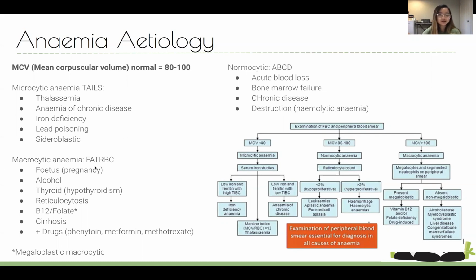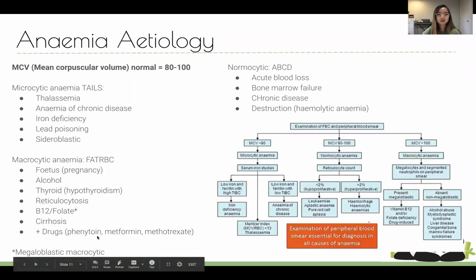Macrocytic anemia, you can use fat red blood cell. So fetus, so pregnancy, alcohol, thyroid, which is hypothyroidism, reticulocytosis, so that's when you have too many immature red blood cells, and that's because reticulocytes are naturally just bigger than mature red blood cells. B12 and folate deficiency is important. Cirrhosis, so liver problems, and then you can also add drugs: phenytoin, metformin, methotrexate.